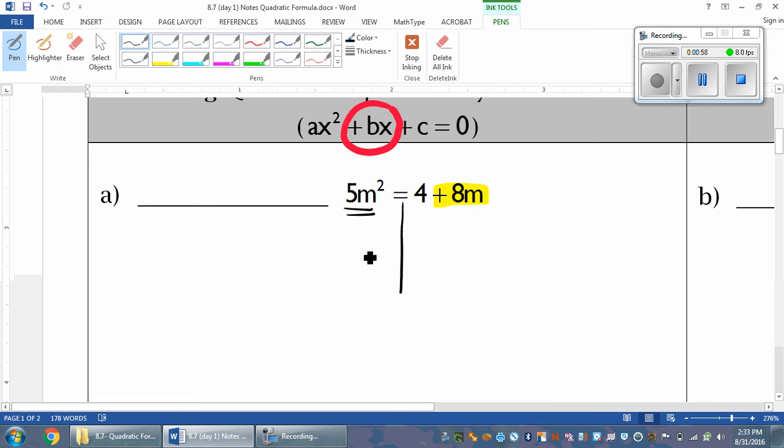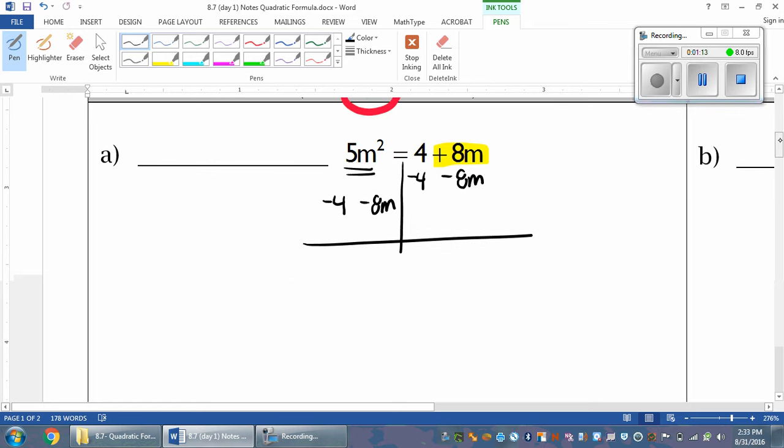So we're going to move the 4 over to the left by subtracting. And we're going to move the 8m over to the left by again subtracting. So notice all these terms on the left, 5m squared, negative 4, negative 8m, those are not like terms. So we're just going to write them in order, in standard form. So I have 5m squared, next comes minus 8m, next is negative 4, don't forget the equals, and the 0.